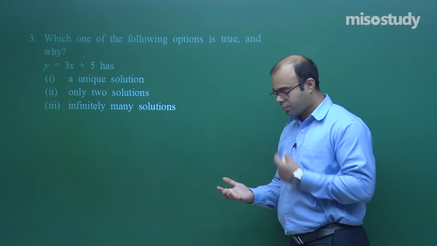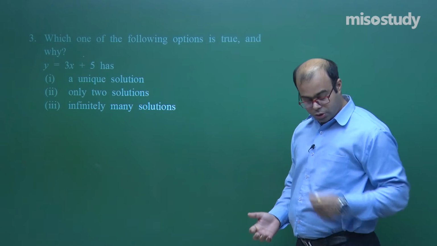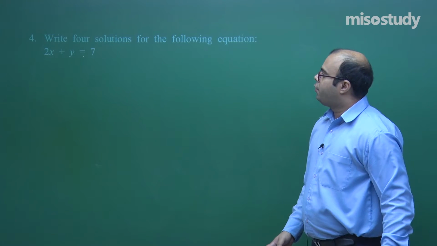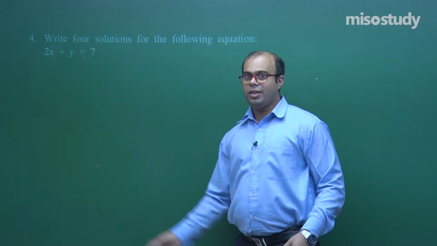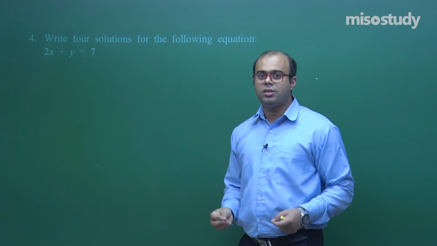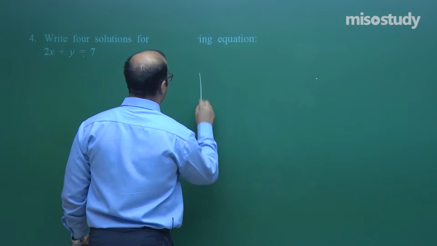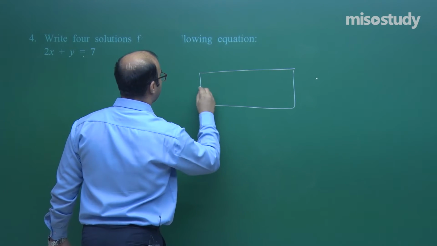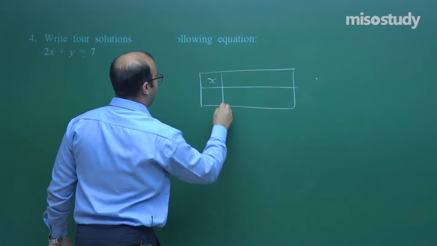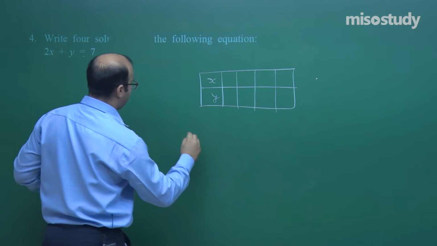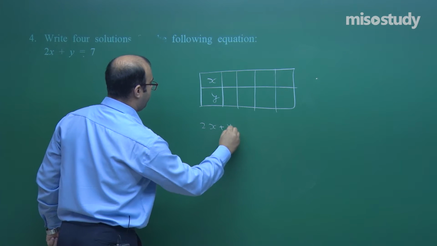Okay students, let us come to the next question. Write 4 solutions for the following equation. This is also a linear equation. It also has infinite solutions. We have to just write 4 solutions. So how do we write the solutions? Let us take a box like this. Take values of x and for those values of y, 1, 2, 3, 4 columns. It is 2x plus y is equal to 7.